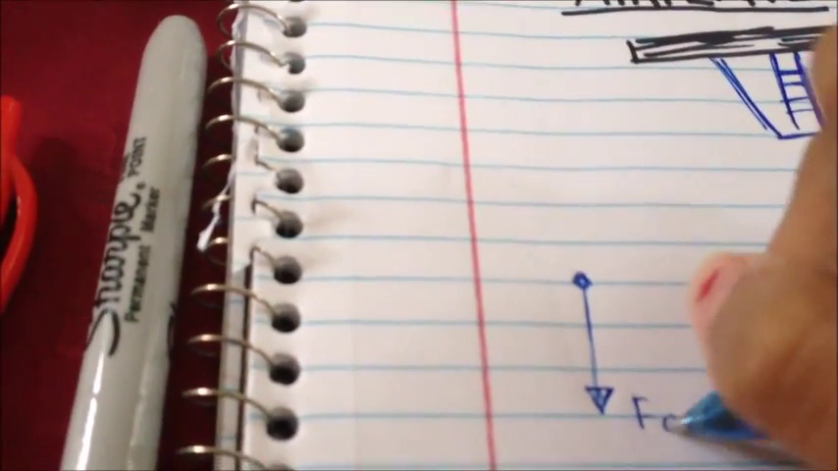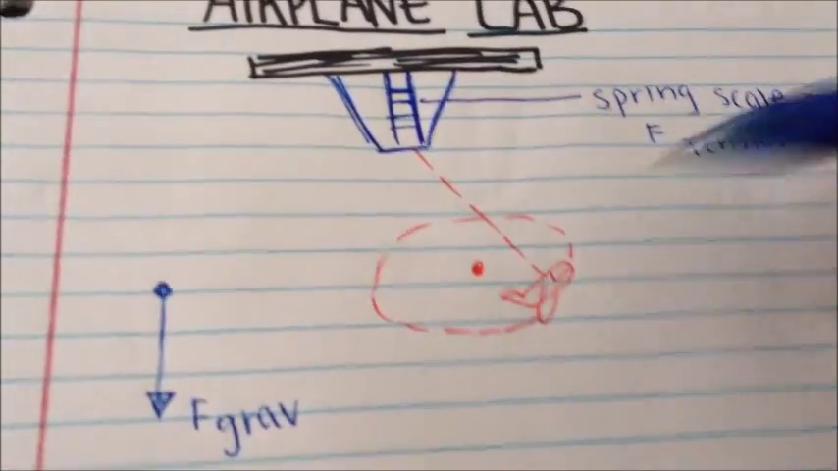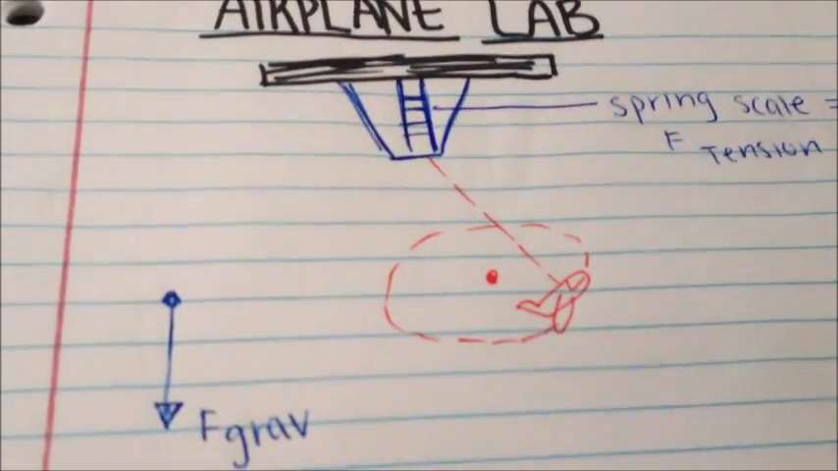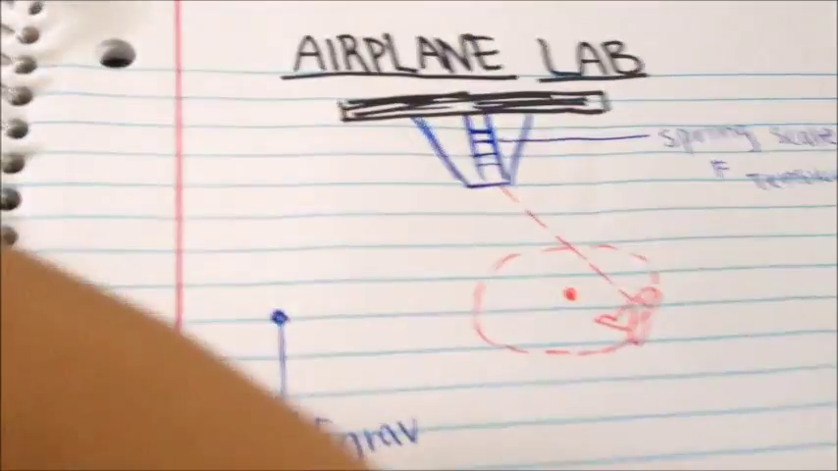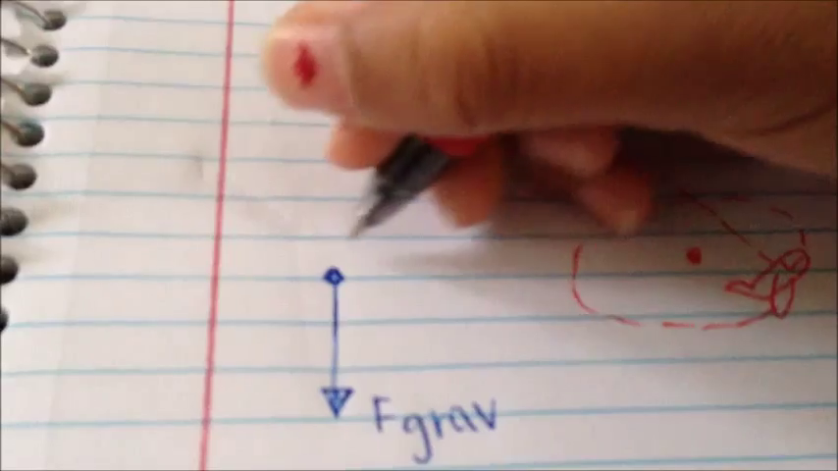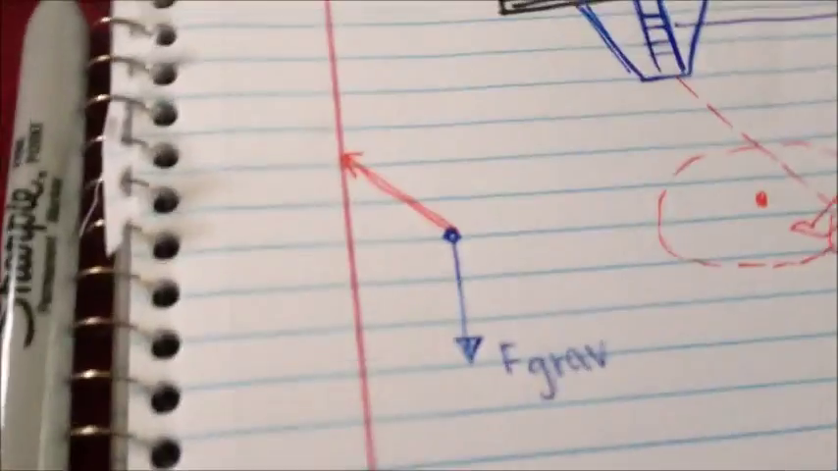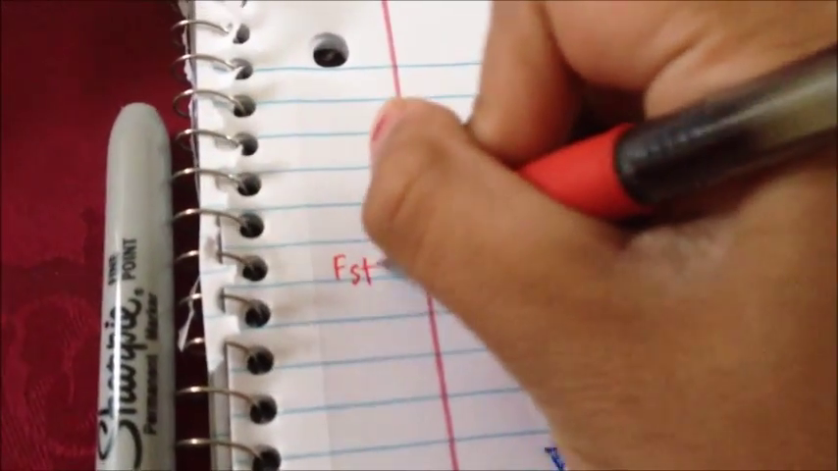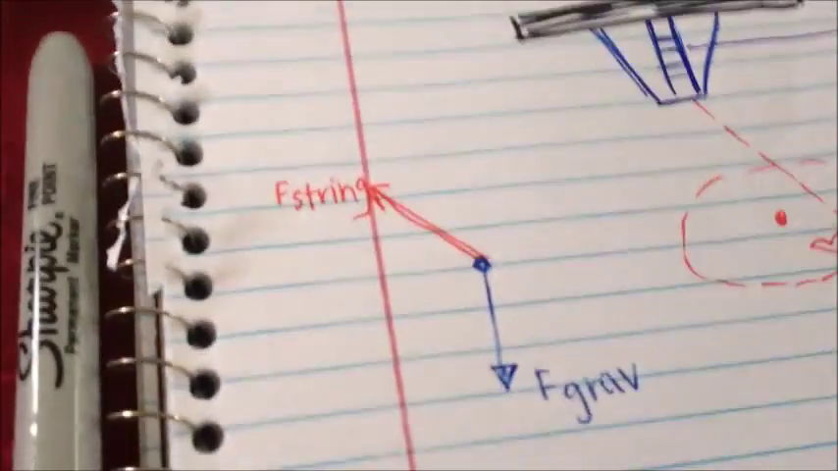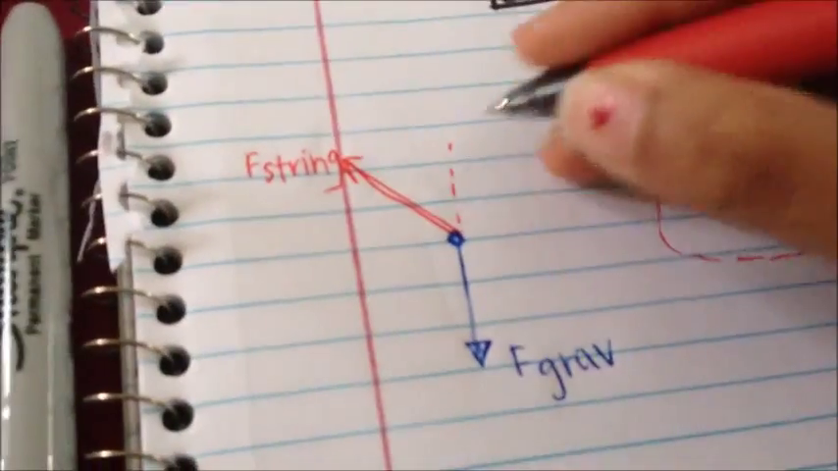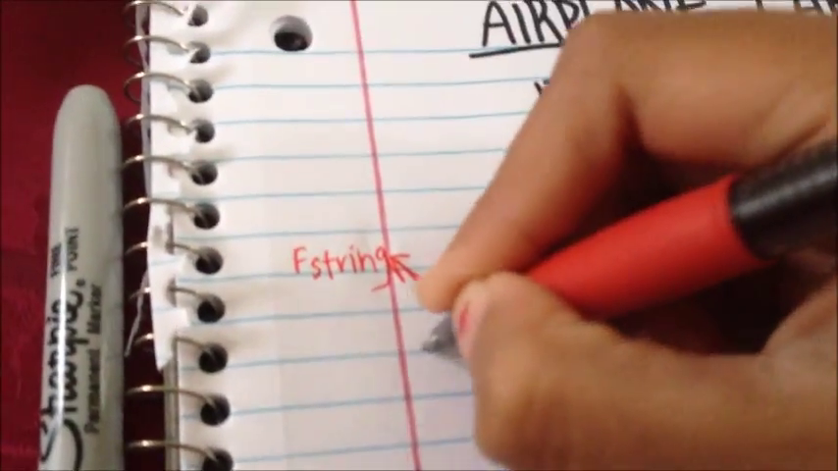We have gravity going down. Then we have the string, the tension on the string. So if we pick this point as where the plane is, the string is going in this direction. So if I draw the string, it looks like this. This becomes my F string, or F tension. Now since this is a diagonal, it has two components. It has the upward or Y component, and it has the X component.